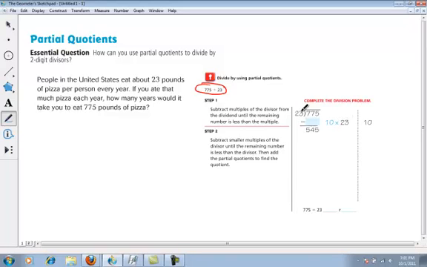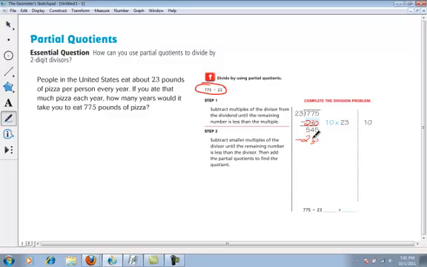Now they give us a hint here, asking us to think about, well, what is 10 times 23? Well, or 10 groups of 23. I know that I need to figure out how many groups of 23 are in 775. And if I have 10 groups of 23, that's going to be 230. And if I subtract 230 from my 775, that's going to leave me with 545 pounds of pizza left that I have to put into groups of 23. So far I figured out what it would be if there were 10 groups. But I can make another 10 groups here.